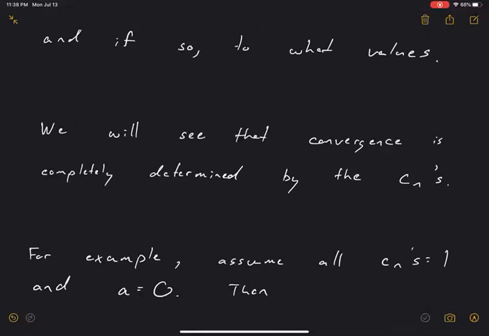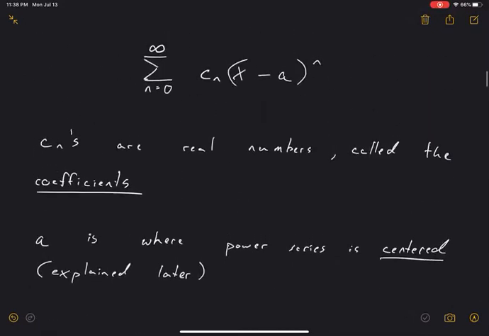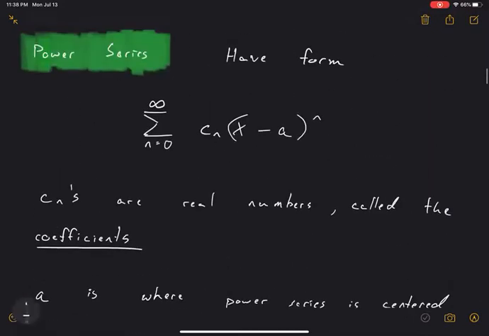We're going to see that the convergence of a power series is completely determined by those c_n. Remember, this is my power series. So maybe one power series converges and another doesn't. What determines whether this series converges or not? It's all going to be determined by what coefficients we have, what these numbers are.